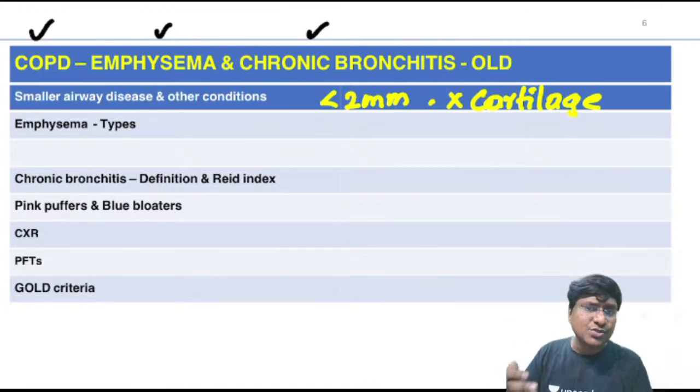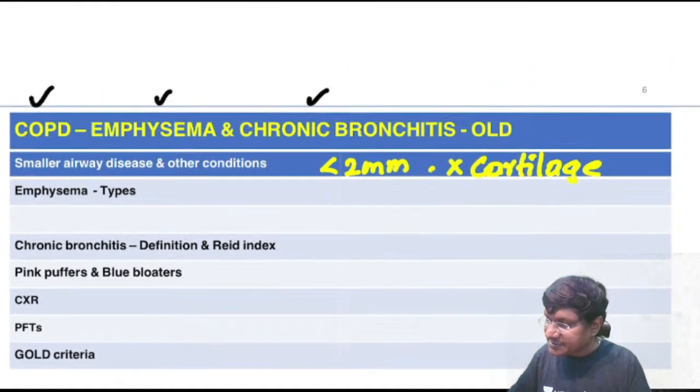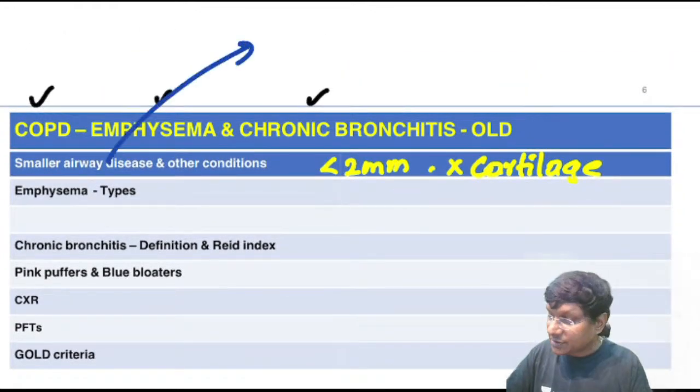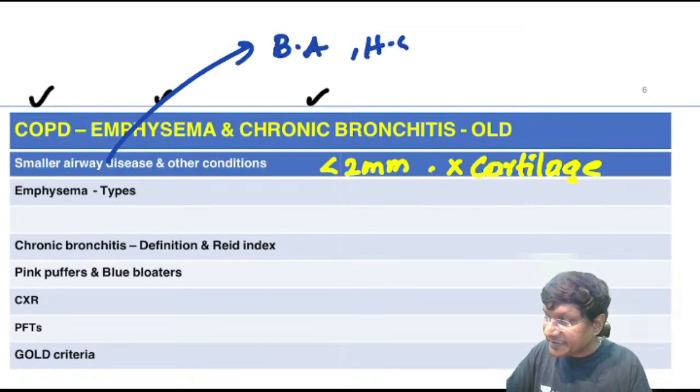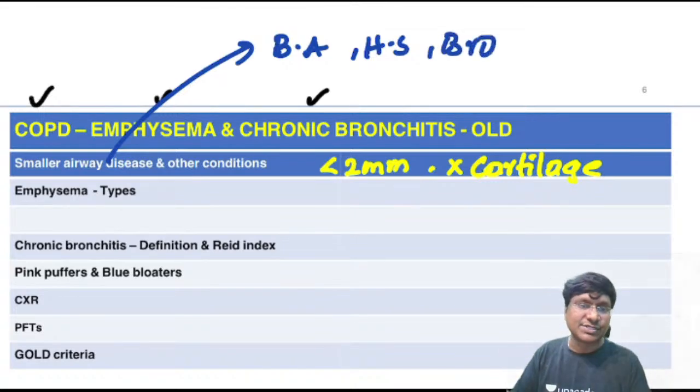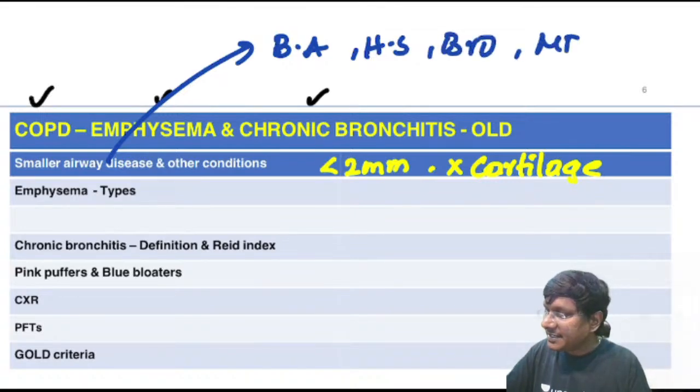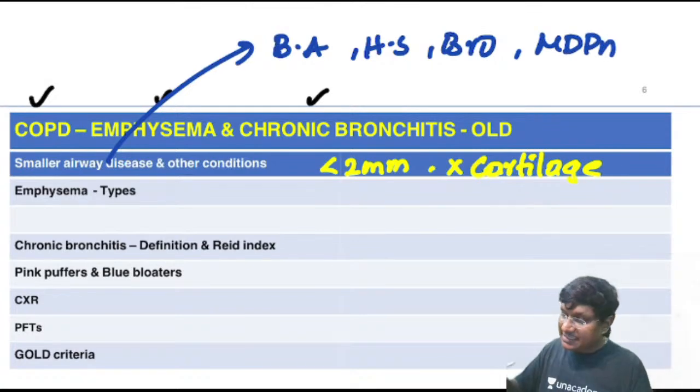And what are the other disorders which are smaller airway diseases? The other conditions include bronchial asthma, hypersensitivity pneumonitis, bronchiolitis, and mineral dust pneumoconiosis. So these are all your smaller airway diseases.